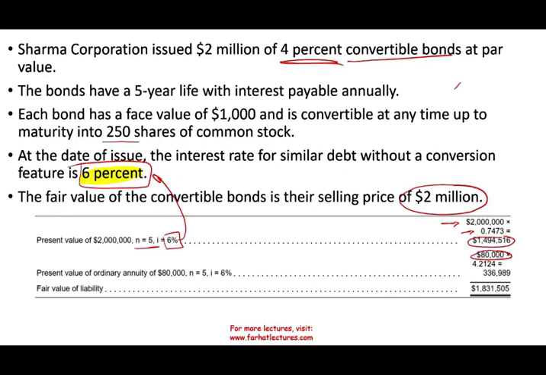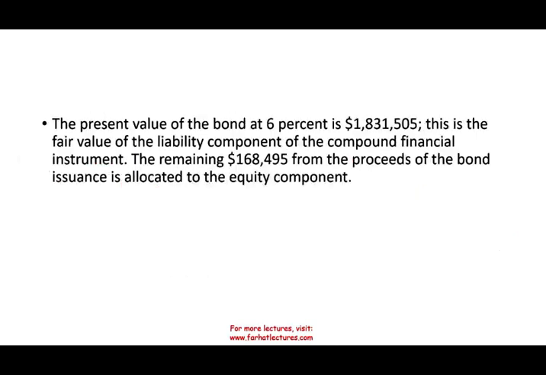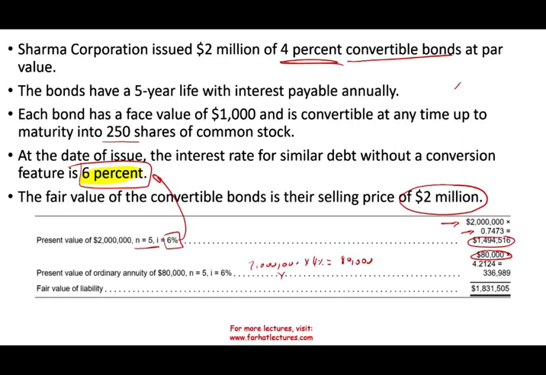The payment is 80,000. Why 80,000? Because the bond is $2 million paying 4%, not 8%, with interest payable annually. So every year the bond pays 80,000, and we're gonna make 5 payments on this bond. Why? Because it's 5 years. Therefore, when we go to the present value annuity table, we use N equal to 5, and we always use the market rate, 6%. Therefore, we discount the 80,000 at that factor.